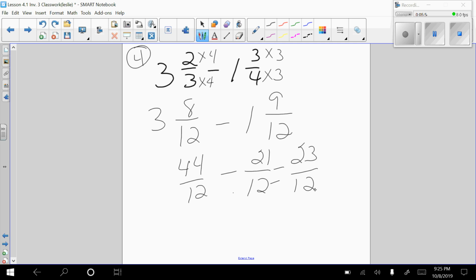This is an improper fraction, so I need to change it to a mixed number. How many groups of 12 can I take out of 23? The answer is 1. 23 minus 12 is 11, so I have 11 left over. I have 11 twelfths. Those are the 3 problems.